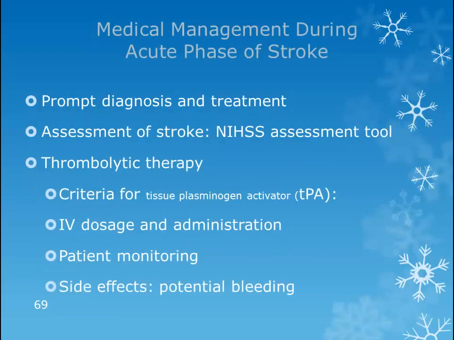Medical management during an acute phase of a stroke. Prompt diagnosis and treatment is imperative. Assessment of the stroke using the NIH scale. Is thrombolytic therapy indicated based on your CAT scan? Review your criteria for tissue plasminogen activator, Retavase, or Activase. These are other types of clot busters used most commonly in the emergency room. Review IV dosage and administration based on the weight of the patient. What patient monitoring is involved? Remember, the most important side effect of thrombolytic therapy is the potential for bleeding in all orifices of the body.